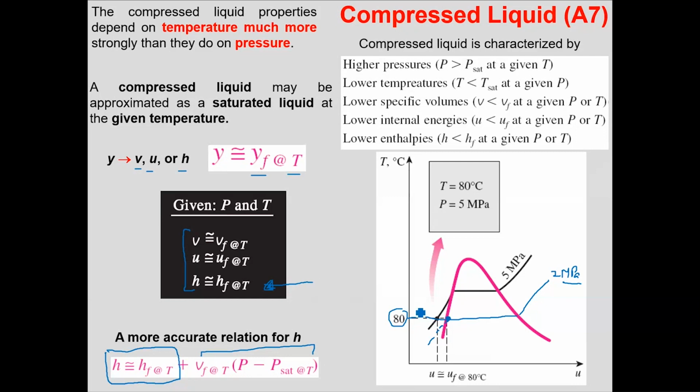It says that you will add the specific volume times delta P. Which specific volume? The specific volume of saturated liquid at this temperature, multiplied by the pressure difference between the pressure which is given to you and the saturation pressure at this given temperature. So you have 2 megapascal and 5 megapascal. You will take the saturated liquid specific volume multiplied by 5 minus 2, which would be 3, and this additional term would give you a more accurate approximation. Clear enough?